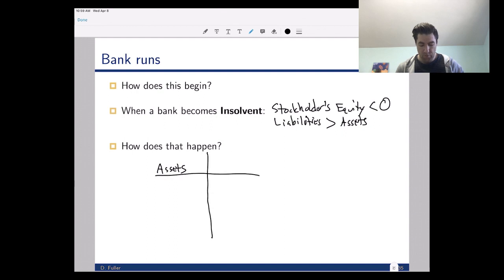I'm going to make a simple balance sheet. So we have liabilities and equity, and we have assets. I'm going to keep it really simple and say the bank has some reserves. We'll say they have $10 million in reserves, and they have some other assets. We'll call those the loans, $100 million. So they have total assets of $110 million.